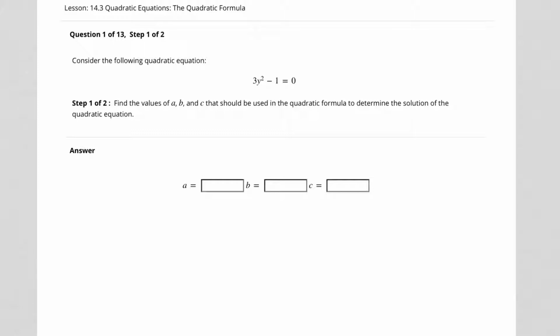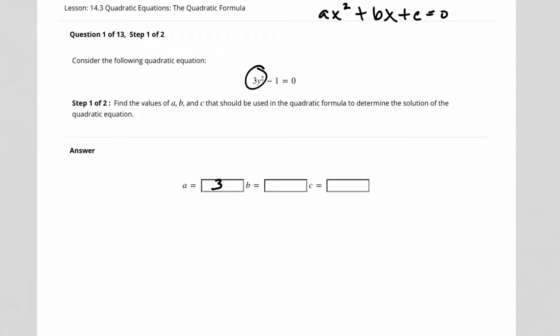The quadratic equation is ax squared plus bx plus c equals 0. So it needs to be set equal to 0, which this one is. And then the a value is the coefficient on our squared term. These are y's, but that's okay. So my a is 3.